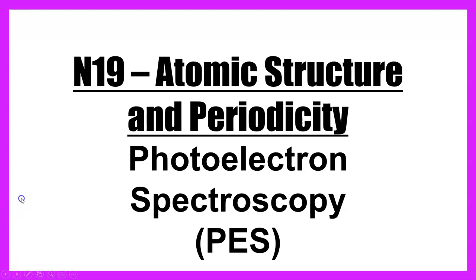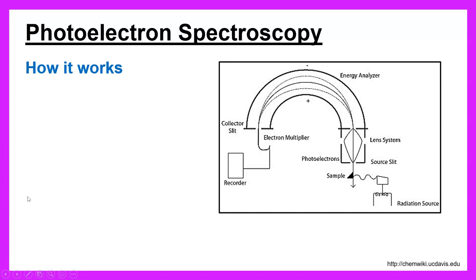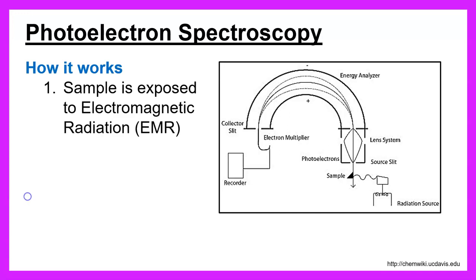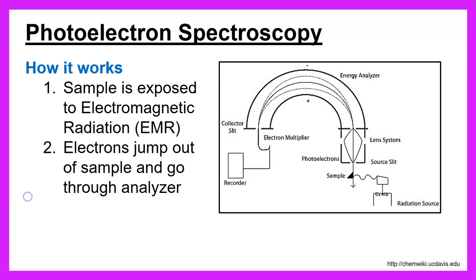So the way this works is you have a big fancy machine that I wish I had one, but I don't. We won't get to do this in class. But we have a machine, we put our sample in, we expose it to a lot of energy. The electrons come out of the sample, they're removed from the atoms, and they go through an analyzer. And they're able to analyze the amount of energy that it took to remove those electrons.